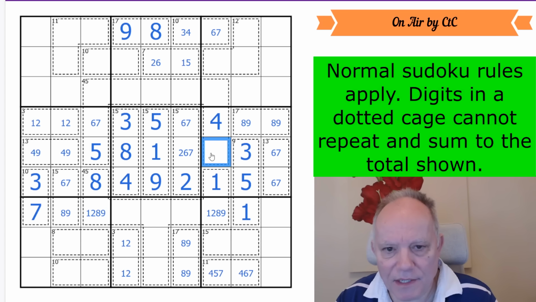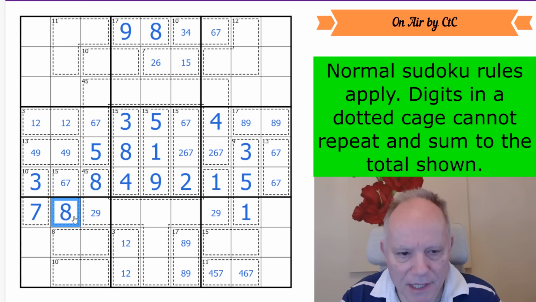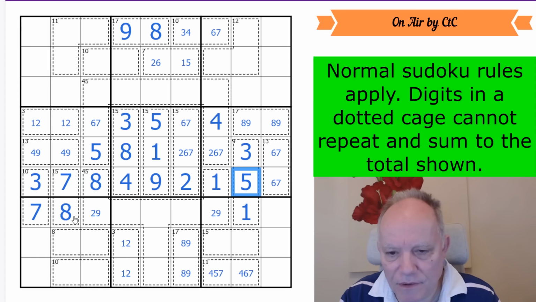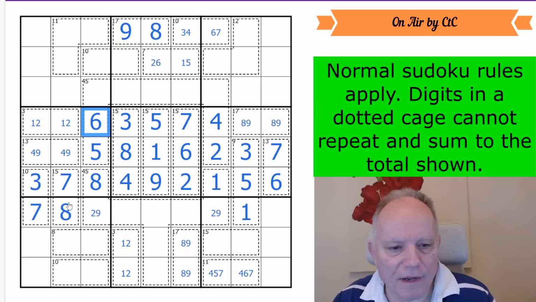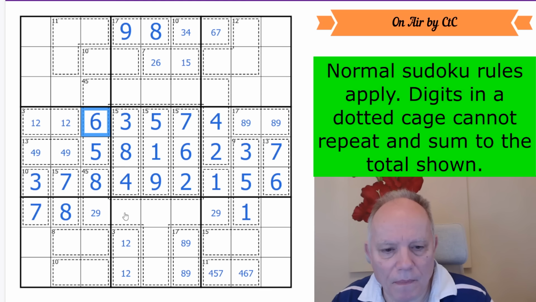In this central row, we need a 5. That's there. This digit is 2, 6, or 7. And that's nice progress. Now we've had 8 and 1 in this cage already, so this is a 2-9 pair looking at that cell. So that's 8, 7, 6, 7, 2, 6. Lots of digits flowing from those deductions.